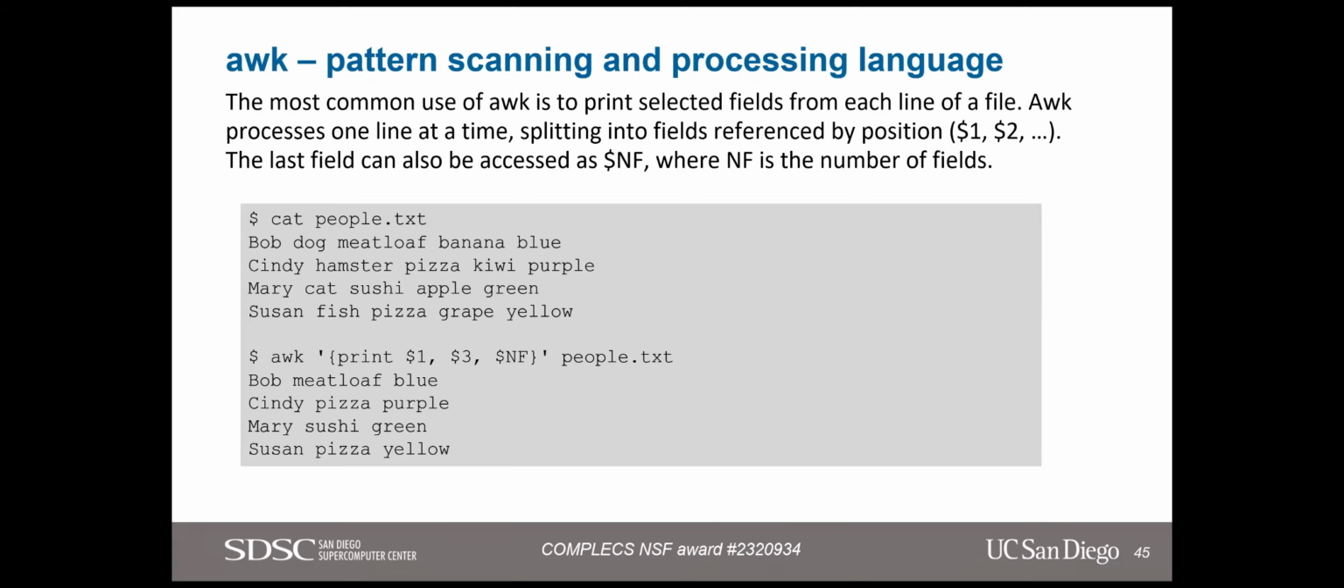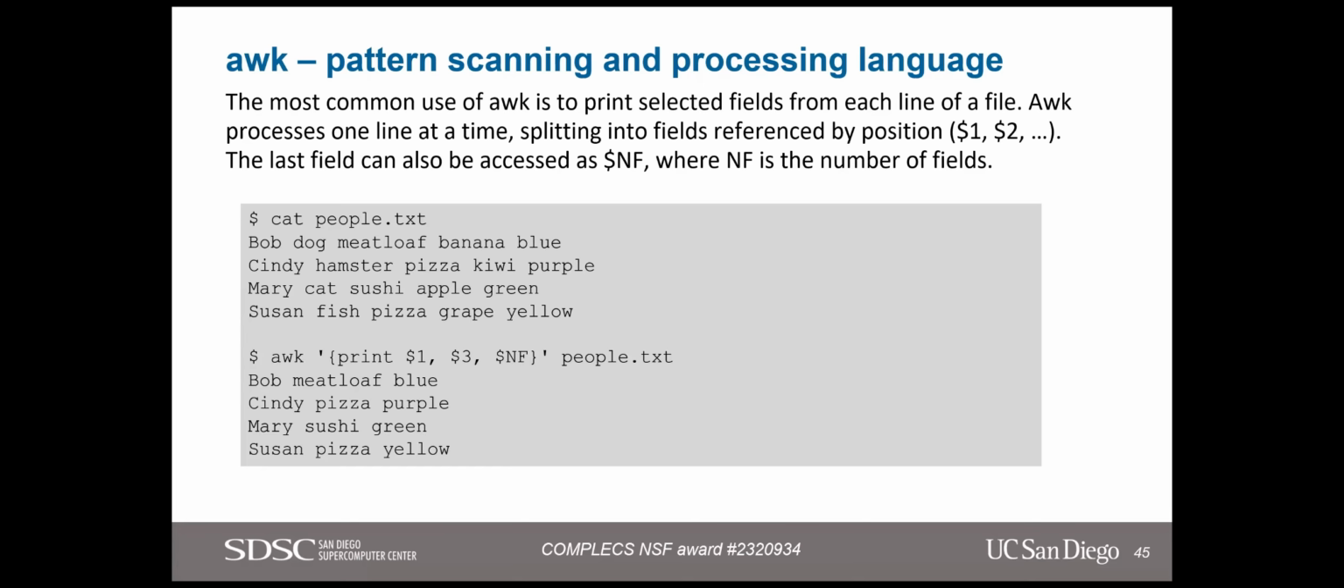So in the example we have here, we have a people.txt file. The cat command just shows us what's in that file without having to open the file. We have the names of the people who work on the complex team, followed by their favorite pet, a savory meal, their favorite fruit, and their favorite color.